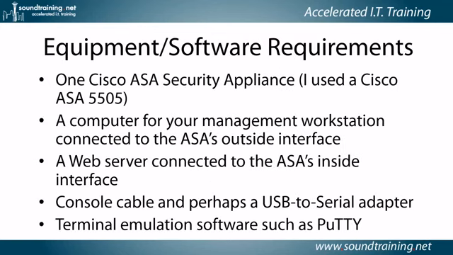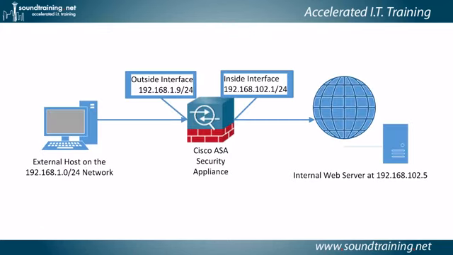The equipment and software requirements. You'll need one Cisco ASA security appliance. I used a Cisco ASA 5505, but this should apply to pretty much any of the ASA line of appliances. You'll also need a computer for your management workstation connected to the ASA's outside interface, a web server connected to the ASA's inside interface, a console cable, and perhaps a USB to serial adapter if your management workstation doesn't have a serial port, and you'll need terminal emulation software such as PuTTY, which is what I'm using, but if you have something else you prefer, then certainly that will work just as well.